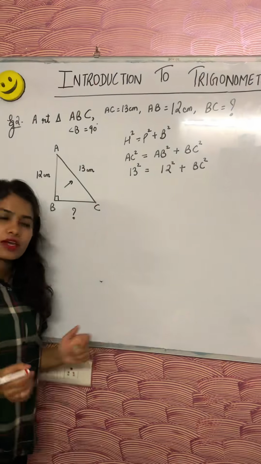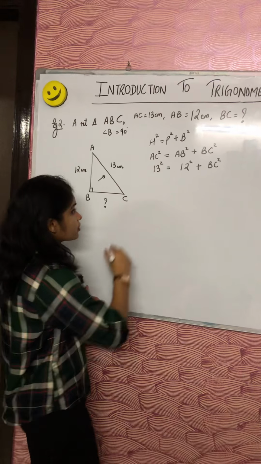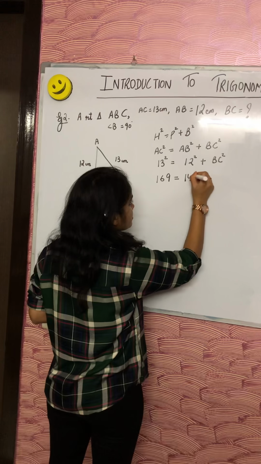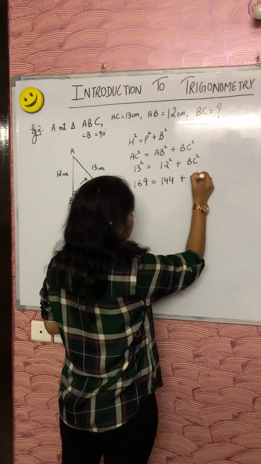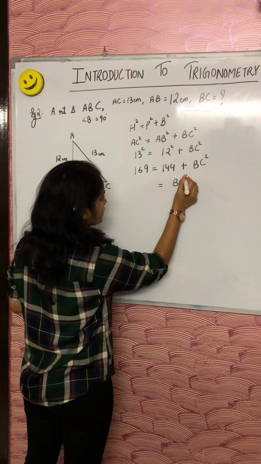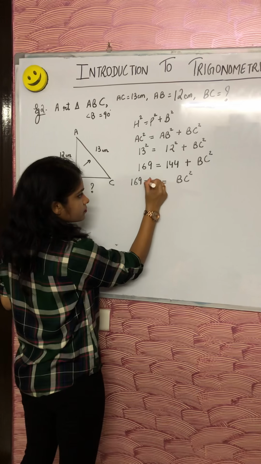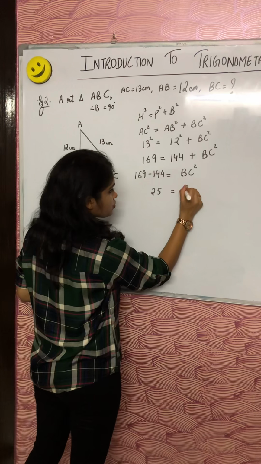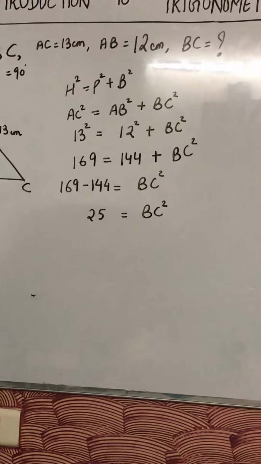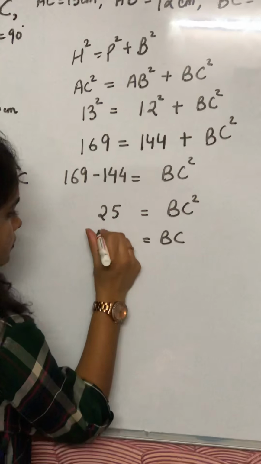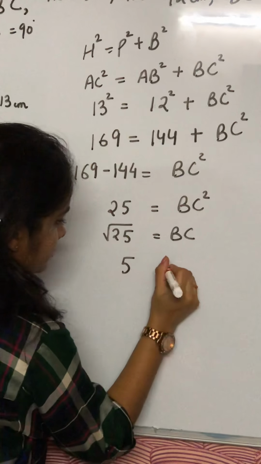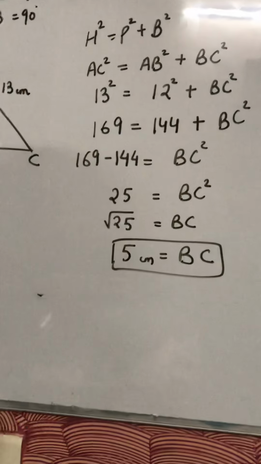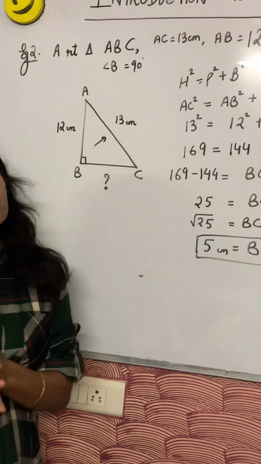Right? And what is the square of 13? If you remember, you should. Yes. It is 169. For 12 it is 144. And we can solve it very easily. This will go here, and you will get 25. And the root of 25, we will get 5. So this is the basic of how we will find the sides.